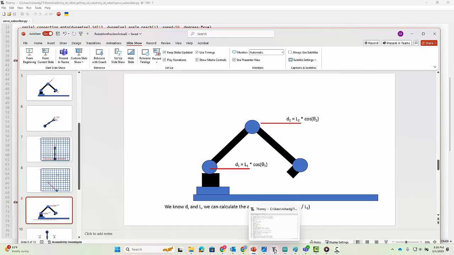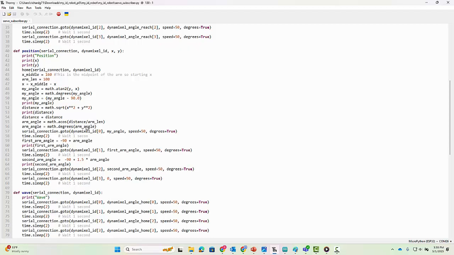So I'm going to go to the code and notice that I'm going to now set my arm angle. This is, again, the distance. I'm using that arc cosine, my distance and my arm length. That's going to come up with an angle. I am then going to go ahead and for the first arm angle, that's the lower of the two servos, I'm going to do a minus 90 to give me the correct arm angle based on where my arm angle is in the minus 90, 0, plus 90.